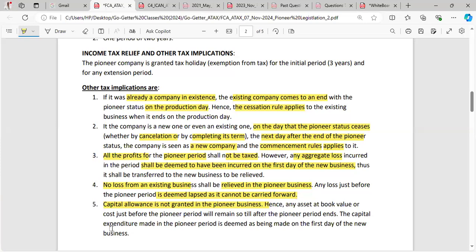The capital expenditure made in the pioneer period is deemed to have occurred in the new business. So that is why you see here that they said before the production date, you must have made your capital expenditure up to the tune of 100 million or more. Anything you buy in the pioneer period is not counting for you. It is counted as though it is purchased on the first day of the new business.